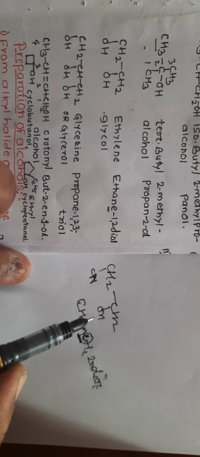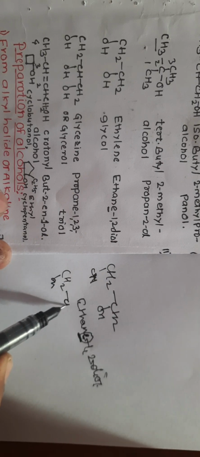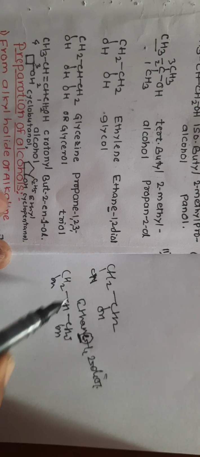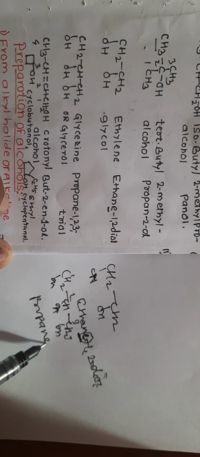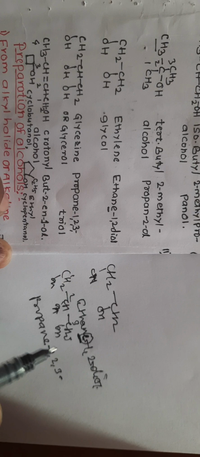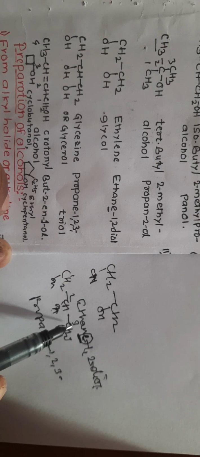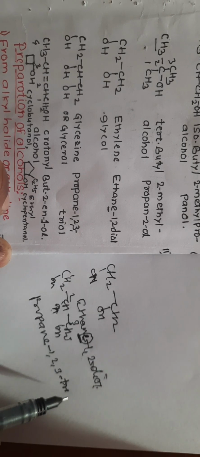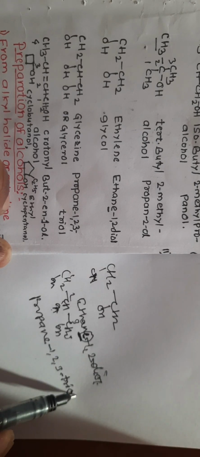Similarly, if there are 3 OH groups like this: CH2OH, CHOH, CH2OH. Here it is carbon number 1, carbon number 2, carbon number 3. The parent alkane is propane. We have to retain this E. 1, 2, 3, because the first OH is present on the first carbon atom, the second is present on the second carbon, and the third is present on the third carbon atom. Therefore, 1, 2, 3. There are totally 3 OH groups. Therefore, we have to use the prefix tri, and then finally we have to write the OL.